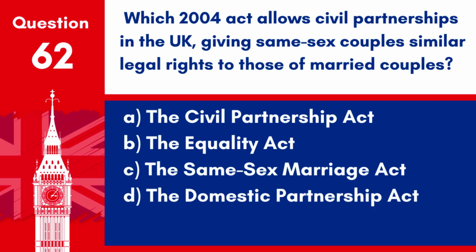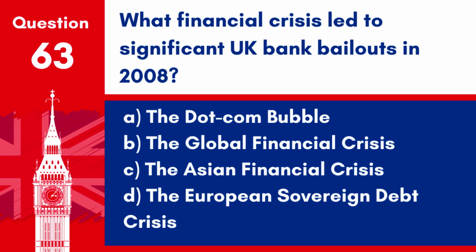accessibility. Question 62. Which 2004 Act allows civil partnerships in the UK, giving same-sex couples similar legal rights to those of married couples? A. The Civil Partnership Act. B. The Equality Act. C. The Same-Sex Marriage Act. D. The Domestic Partnership Act. Answer A. The Civil Partnership Act. The Civil Partnership Act of 2004 allows civil partnerships in the UK, giving same-sex couples similar legal rights to those of married couples.